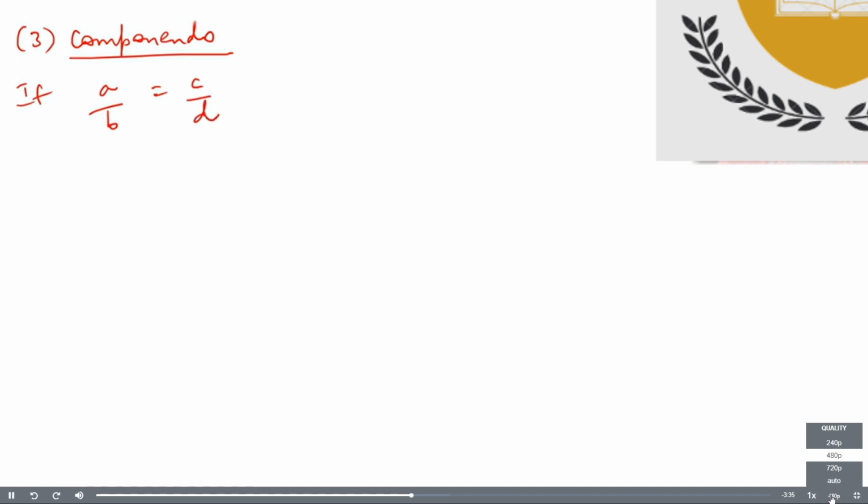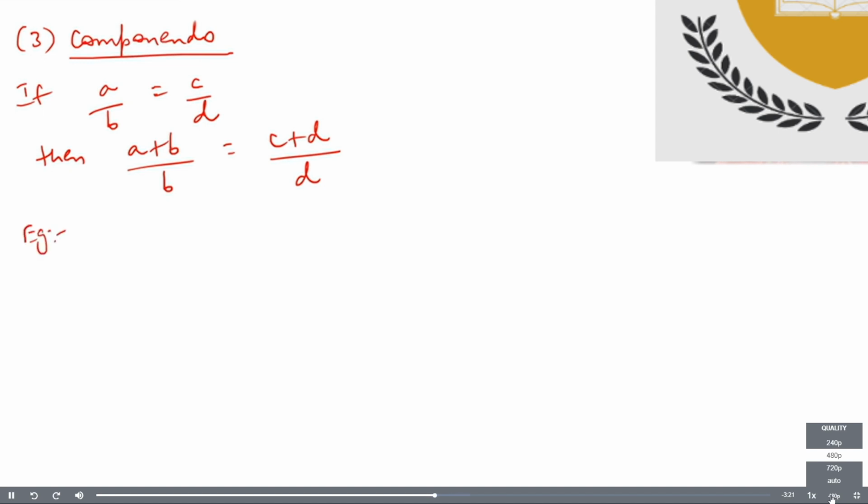Okay, now the third property, componendo. What do you mean by componendo? If there are two ratios, A by B is equal to C by D, a proportion, then we can also say that A plus B by B is equal to C plus D by D. This is what is called componendo.